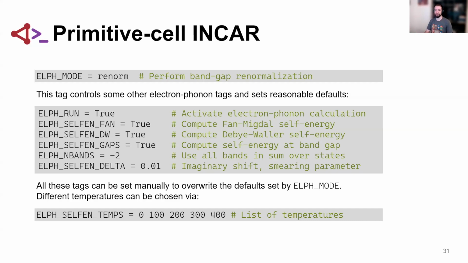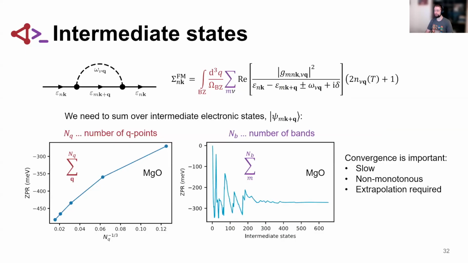Okay, a few words on convergence. When you look at the self-energy expression here for this Fan-Migdal self-energy, I mentioned quickly that you have to sum over all the intermediate states m, and you have to integrate over all the intermediate phonon momenta q. So these are two kinds of things where you have to converge your calculation properly. For the q-point convergence, you can specify the q points on a particular grid, let's say.